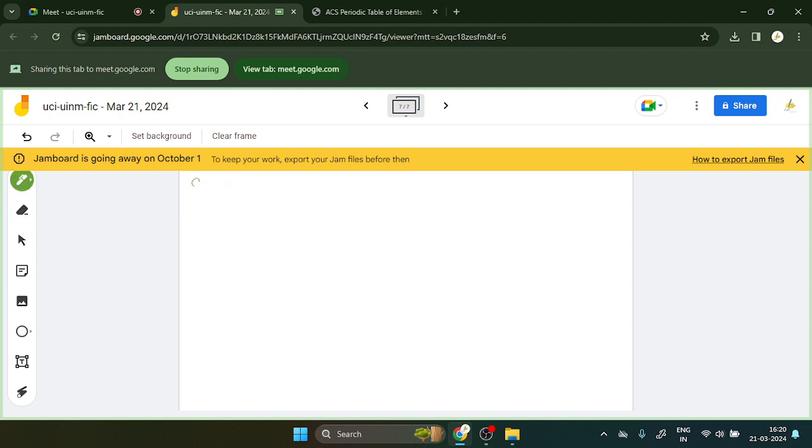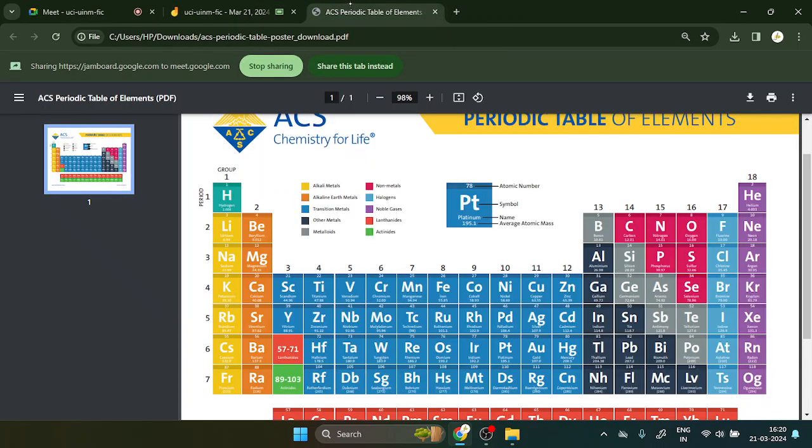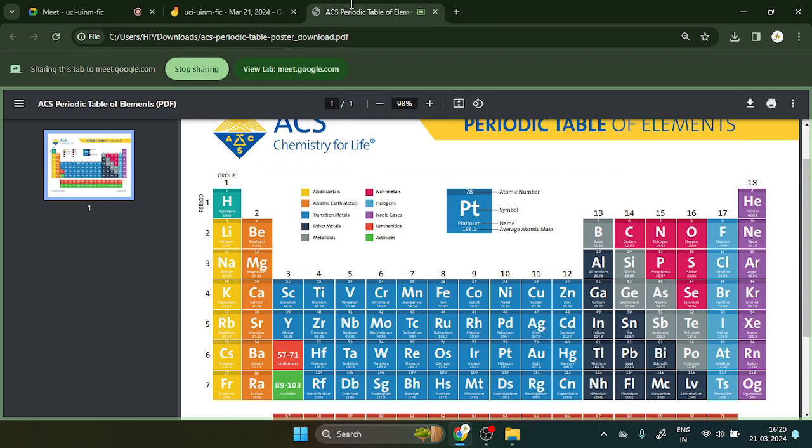Let's discuss the second period. What do I mean by second period? Can you tell me? Second period means how many elements are here? Just look at this periodic table again. Second period. Tell me. 8. Yes, lithium, beryllium, boron, carbon, nitrogen, oxygen, fluorine, and neon.